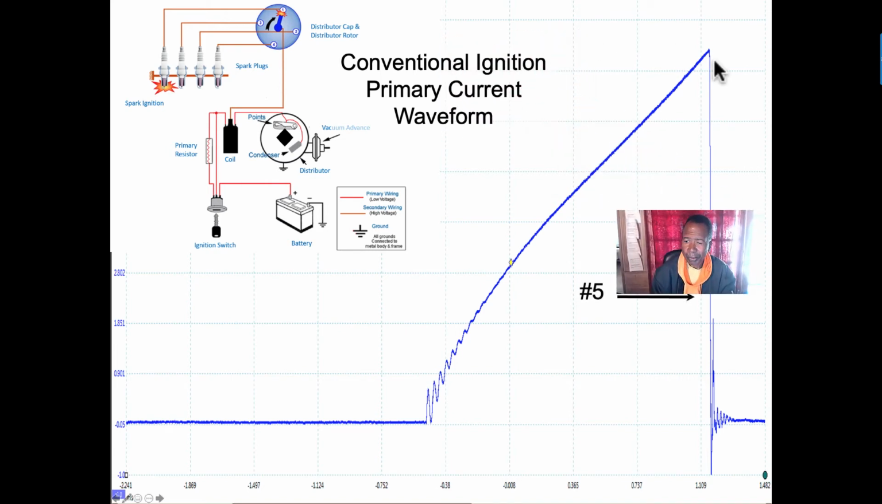Number 5 here is after it fired. Remember, when it fires, the points open up. When the points open up, it goes back down to 0 and repeats itself again.